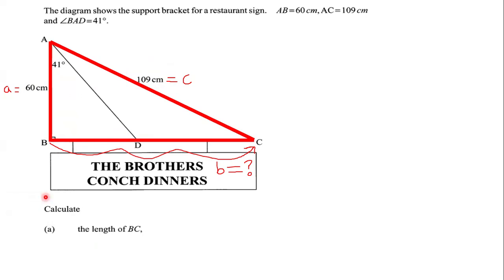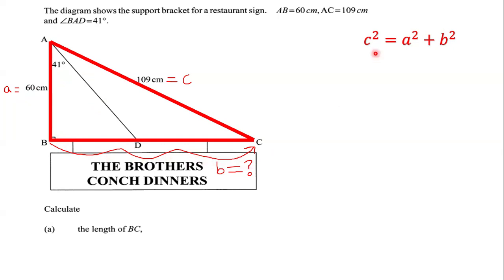What does Pythagoras theorem say? Well, Pythagoras theorem says that c squared is equal to a squared plus b squared, where c is the hypotenuse, and that's how we know that c is going to be 109, because c is the side that is opposite the right angle, and so it is the hypotenuse. So c is the hypotenuse, the longer side, and a is one of the other sides, and b is one of the other sides. In this case, b is the side that we're trying to figure out.